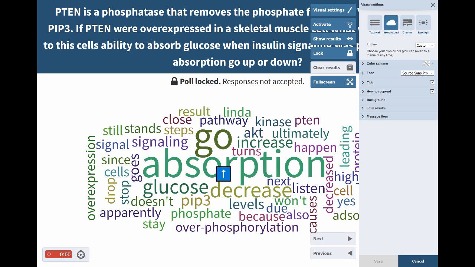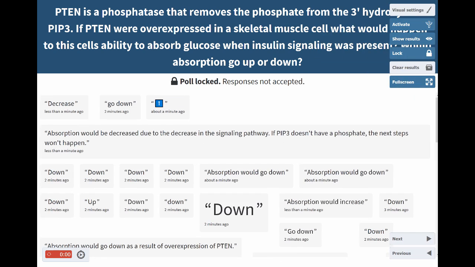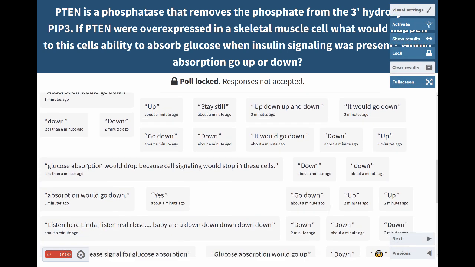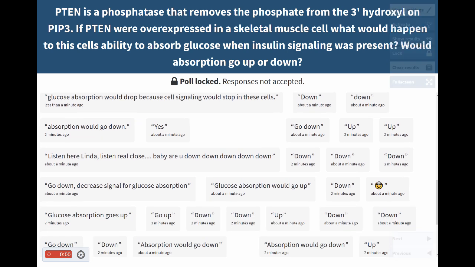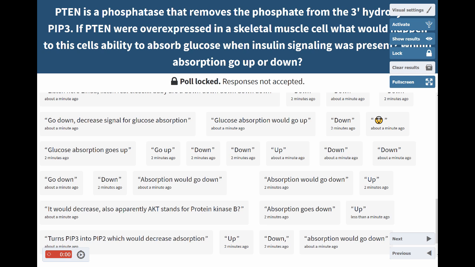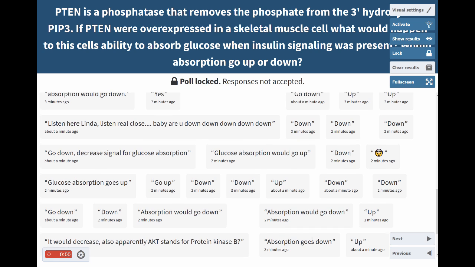Absorption. Let's look at this. Okay, so up. Some of you say down. Lots of downs. Absorption will go down. Some say up, but mostly down. Okay, so most people are saying down, as a quick glance at all of these.